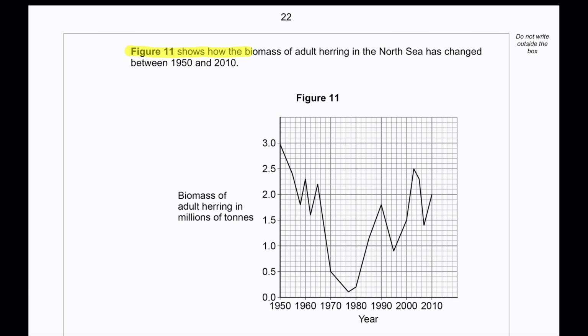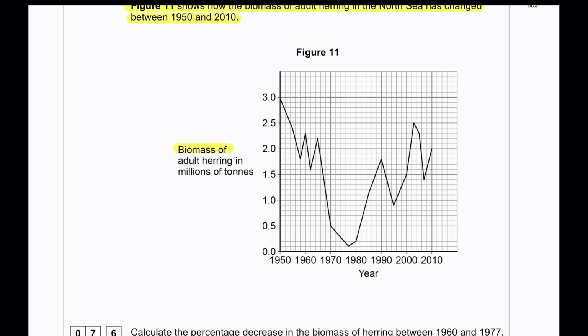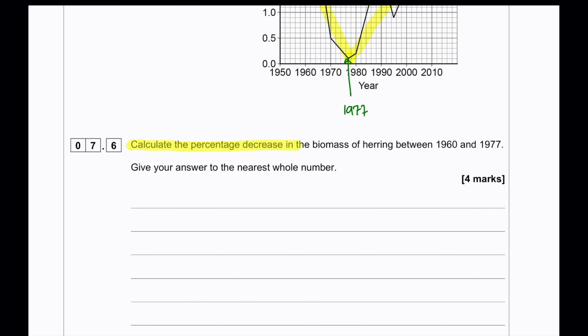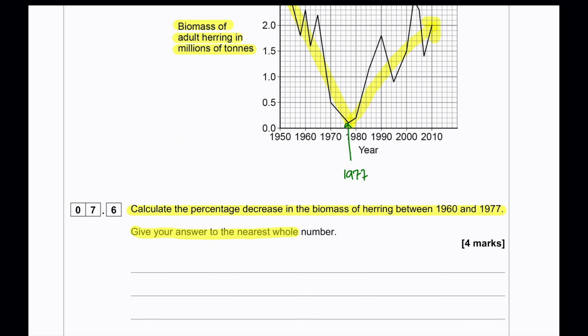Figure 11 shows how the biomass of adult herring in the North Sea has changed between 1950s and 2010. We can see the biomass of adult herring in millions of tons. Overall, there is a decrease from 1950s up until 1977. And then there is an increase from 1977, up until 2010, general increase. Calculate the percentage decrease in biomass of herring between 1960s and 1997. We have to give our answer to the nearest whole number.